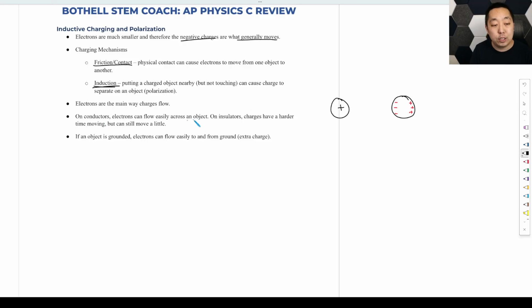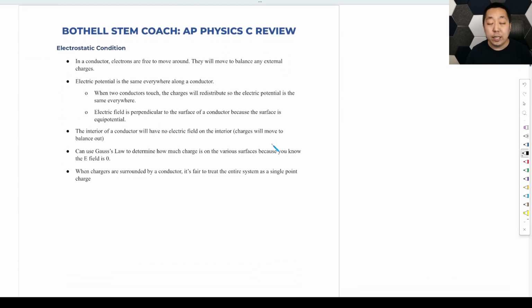On conductors, electrons can flow easily across objects, but on insulators, charges have a hard time moving. They can move a little bit, but not nearly as easily as on conductors. In conductors, electrons are free. They're unbound to any particular atom or bond, so they're free to move around, and that's what gives metals a lot of their properties. There's a thing about grounding. If it is grounded, electrons can flow to and from ground very easily, and that can give an object extra charge onto it.